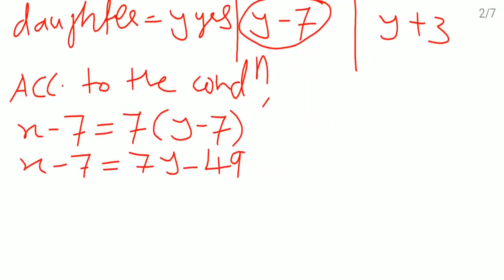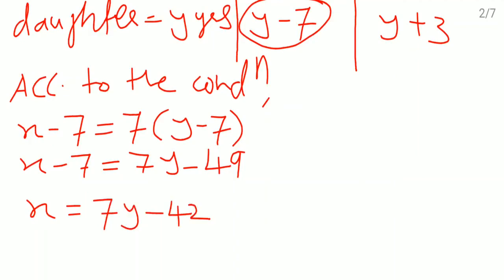See, here the minus 7 on the left, I will send that side, so it will become plus 7. So here 7y minus 49 plus 7 will become minus 42. I got the first equation here.